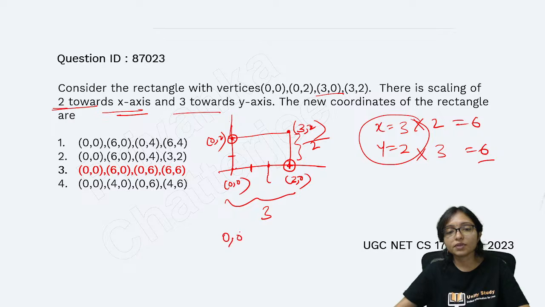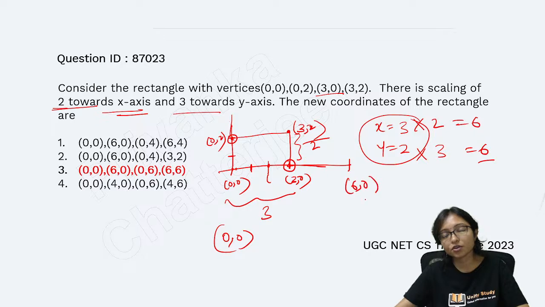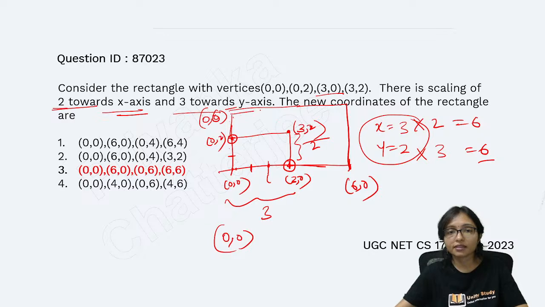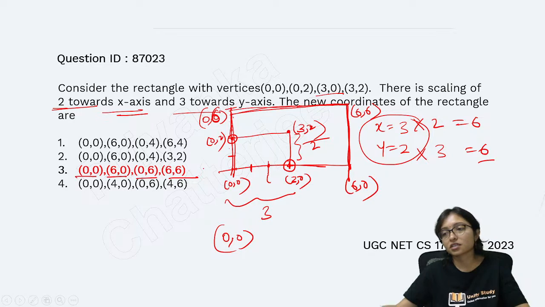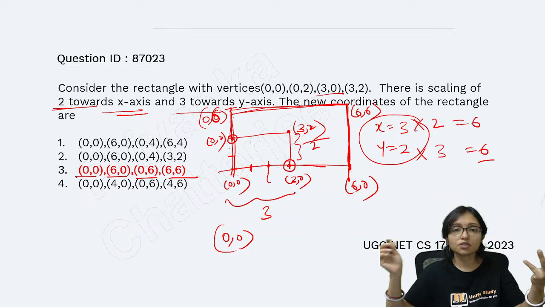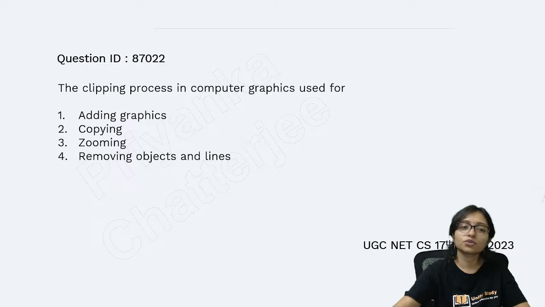The new value will be 0, 0 itself, and after that I have to go till 6, so it will be the 6, 0 position. Another one will be 6, meaning the 0, 6 position, and after that your new one will look like this. So that is your position. This one will be the 6, 6 position after the scaling. So that's why your answer is 0 0, 6 0, 0 6, 6 6. Simple. Just by drawing and understanding you can get the answer.